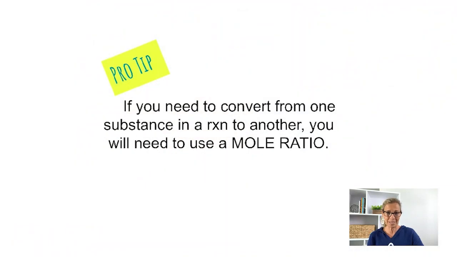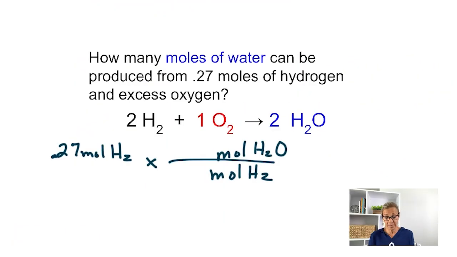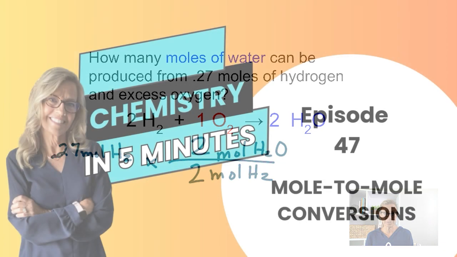Here is the pro tip. It's easy. It's from the reaction, right? Just grab the coefficients. Whatever's in front of the water goes there. Whatever's in front of the hydrogen goes there.